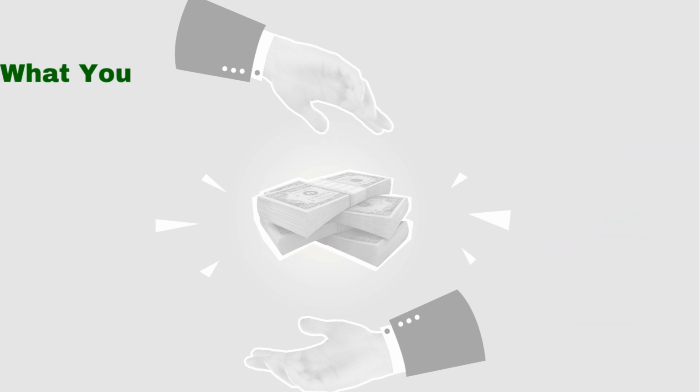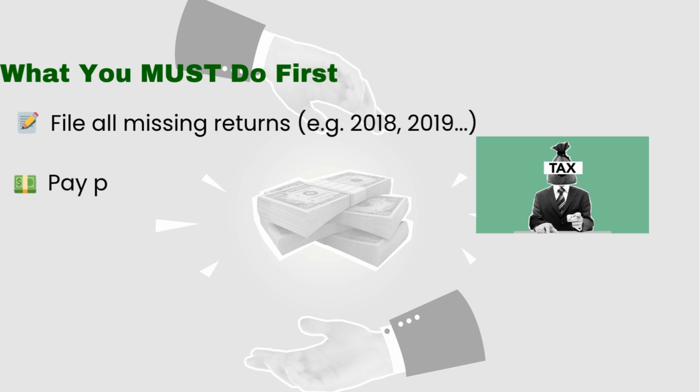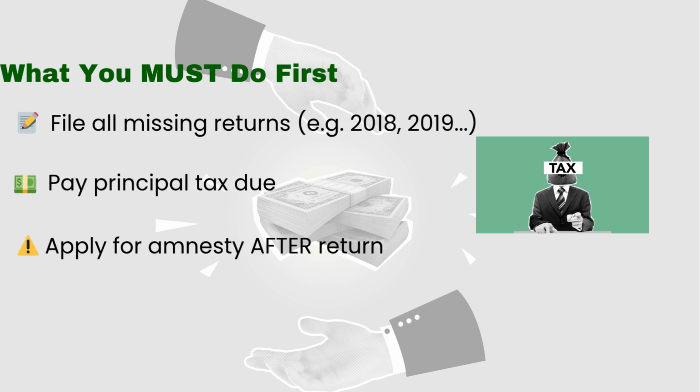So what must you do first? First, file all the outstanding returns. Even if it's just a nil return, file it. Then pay the tax you owe before applying for the waiver. Now this is the step-by-step on how to apply on iTax.